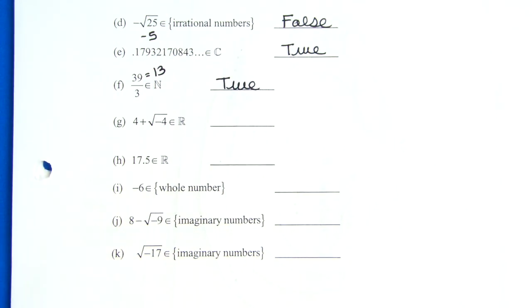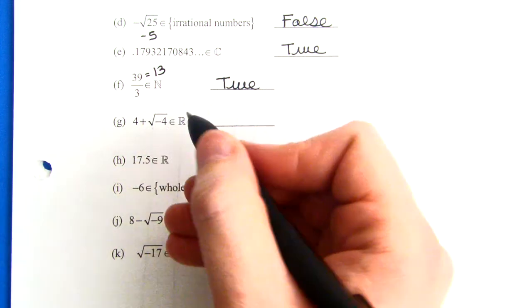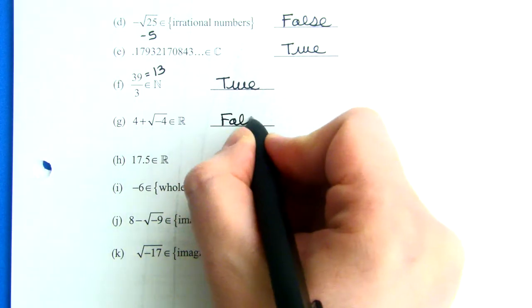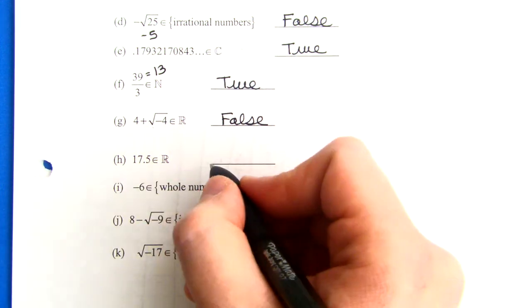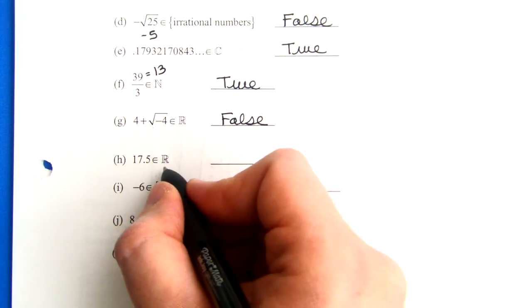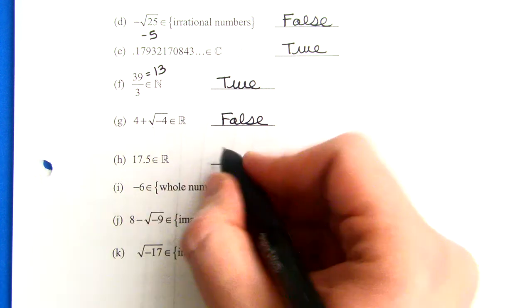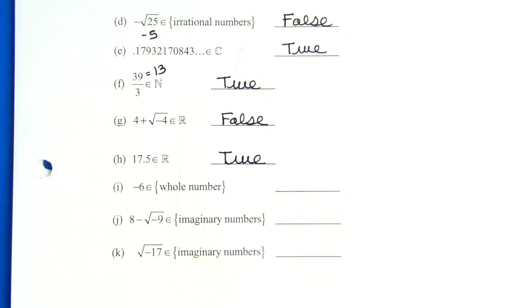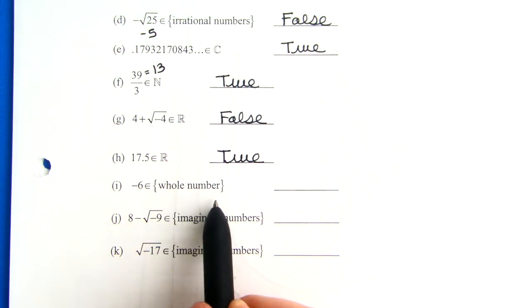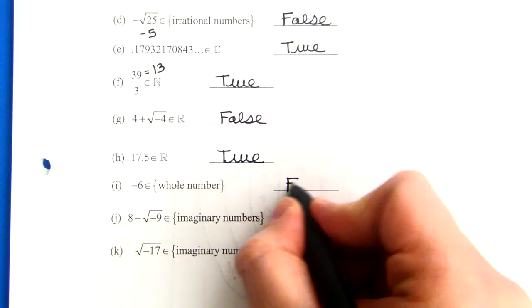Letter G. Yeah, that's not a real number because of that square root of a negative there. It's false. Letter H. Is 17.5 a real number? Sure, it's a rational number, and rational numbers are real. That's going to be true. Letter I, almost there. Letter I, what do you think? Whole numbers do not include negative numbers. That one's going to be false.